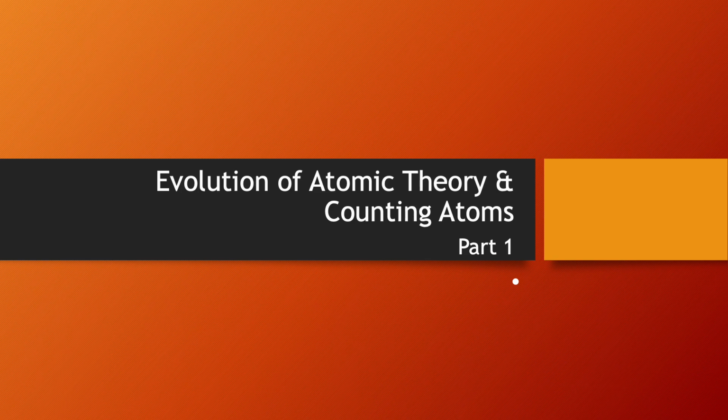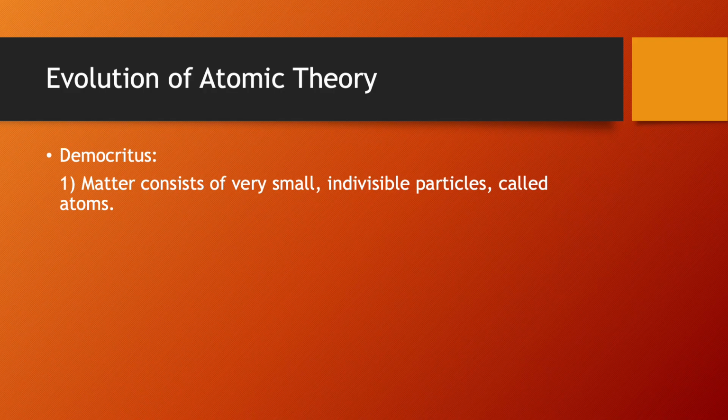Okay, we took a look at the different experiments that helped scientists find the parts to an atom and their location. We're going to continue with the evolution of the atomic theory and how we count atoms. Remember that Democritus looked at matter and said if you took a segment of matter and cut it in half and cut it in half and cut it in half, and you continued, you'd eventually get down to one single atom.